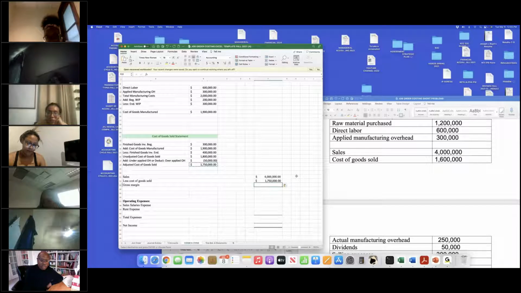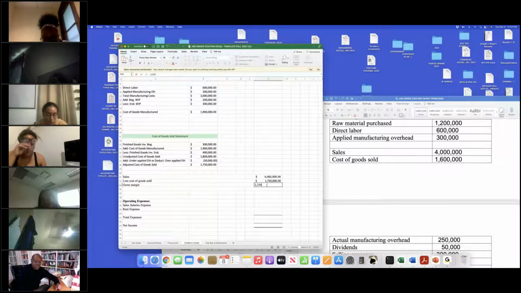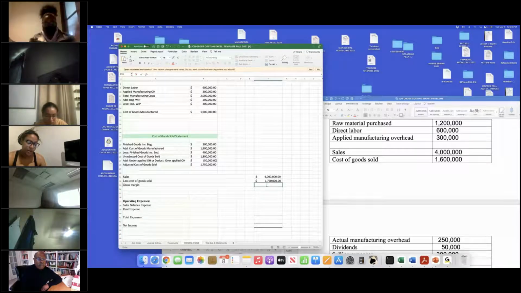What is our gross dollar? Two million, what, 250,000? Are we gonna subtract it? 2.4, Dr. Boyd. That was 2.4, not 2.5. Okay, let me go back here. Because you do it 4 million minus the 1,600,000, right? 1,750,000. Where are you getting 1,600,000 from? I thought you said cost of goods sold.